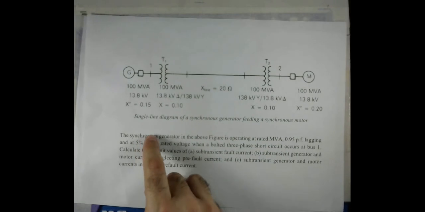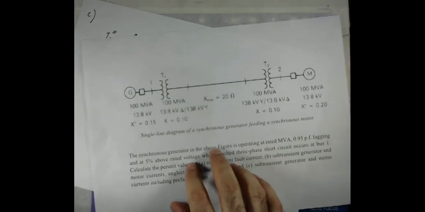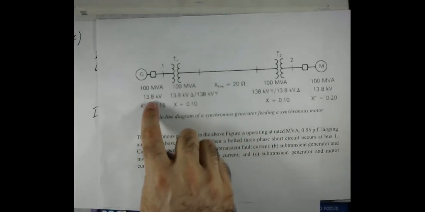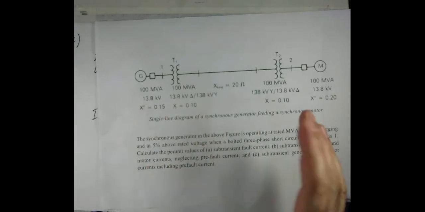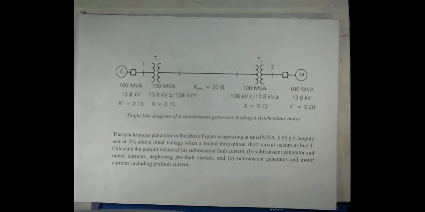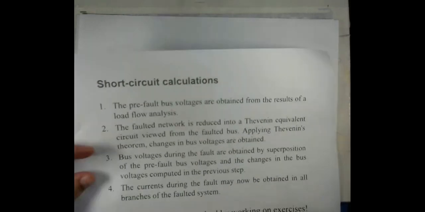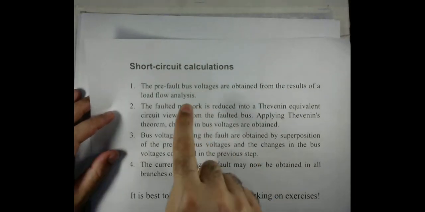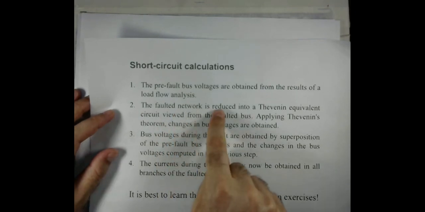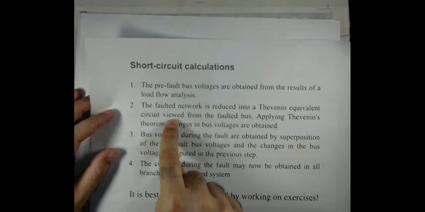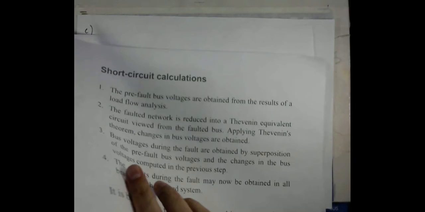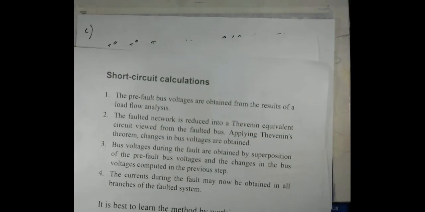Otherwise, if it was supposed to be just the rated voltage, then we would assume 13.8 kilovolt. That is mostly the case when we solve such a network, when a bolted type of fault or a balanced type of fault occurs. So that was the first step. The second step is to reduce this network into a Thevenin equivalent network. We did that. We discussed all those cases.